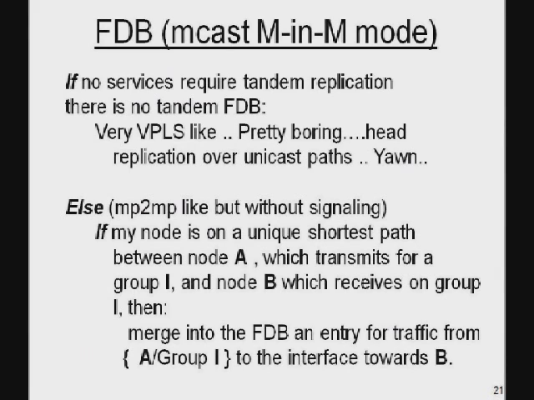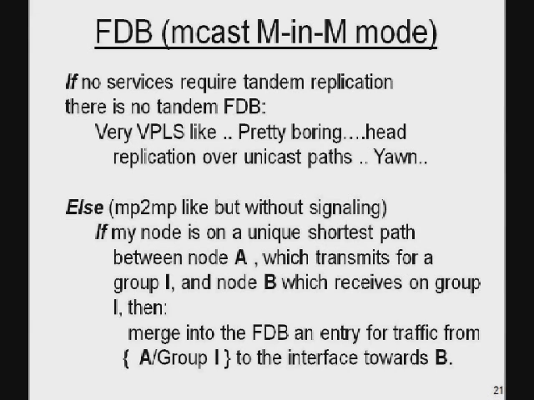So in the multicast forwarding table, it's actually pretty simple. If there's no request for transit replication, there's nothing to do. If no service asks for transit replication, there's no multicast forwarding state in the core of the network. It's boring. It's head-end replication, not worth talking about. What's interesting is the case where the head-end has requested transit replication by the other nodes in the network.